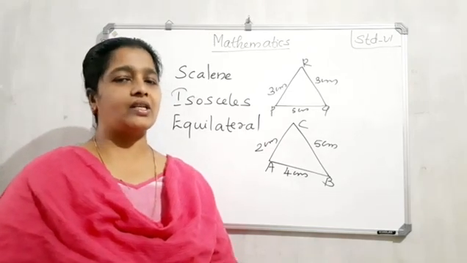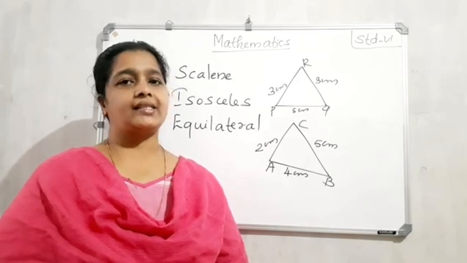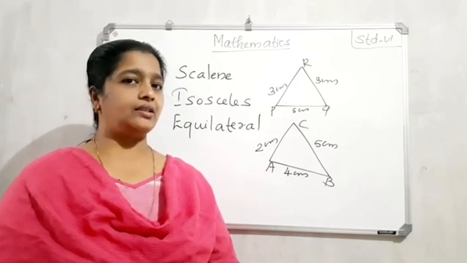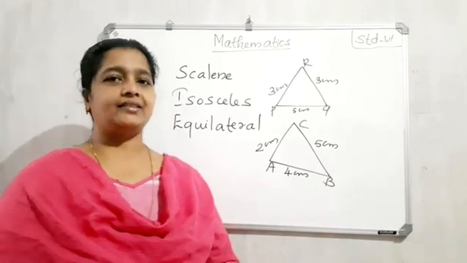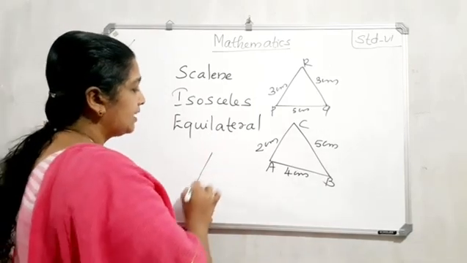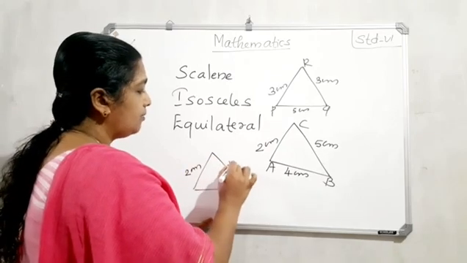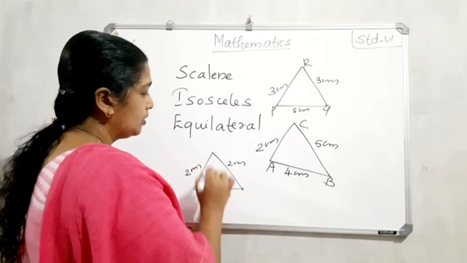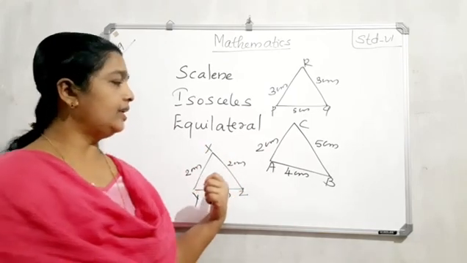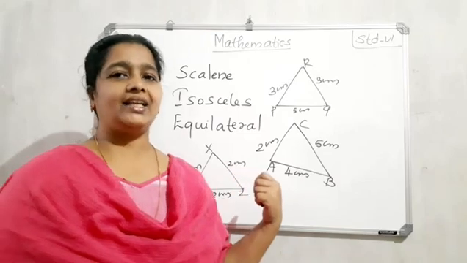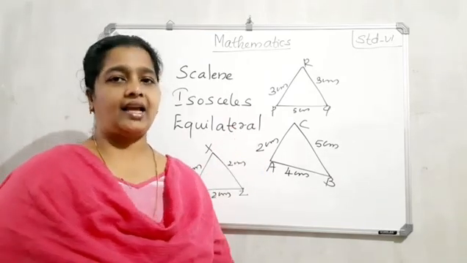Understand? So the first one, 3 sides are unequal. The second one, 2 sides are equal. Very important question, this topic. The next one, what is an equilateral triangle? A triangle having 3 equal sides. Here 2 centimeter, 2 centimeter and 2 centimeter, triangle XYZ. In a triangle with 3 equal sides, we can say that triangle is an equilateral triangle.